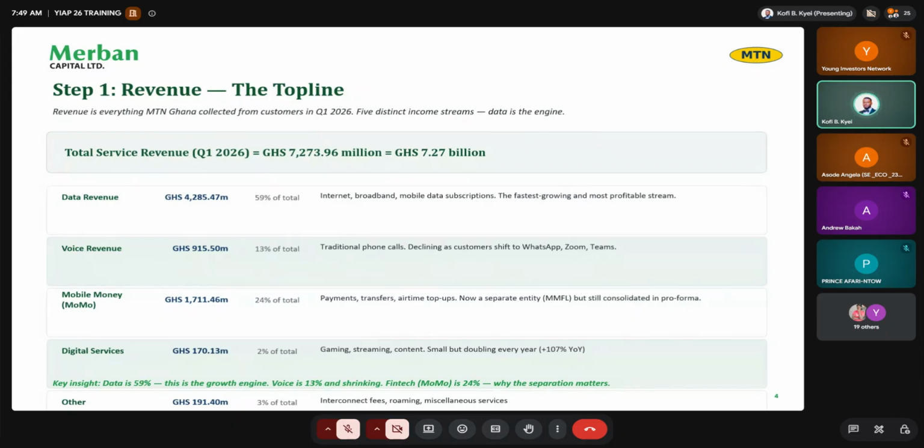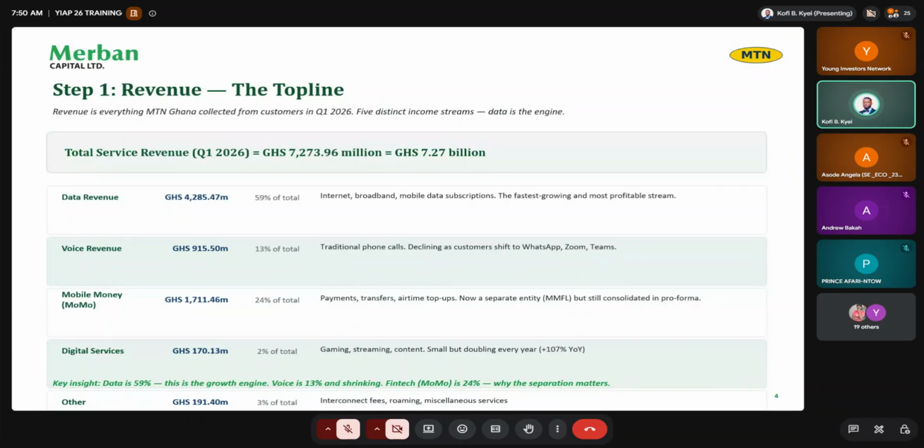So what it means is that the rest of the services for Scancom Ghana will be voice revenue, data revenue, digital services, and others. And once mobile money separates, the question is, will Scancom PLC still be resilient? Will it still be strong? I think it will be.